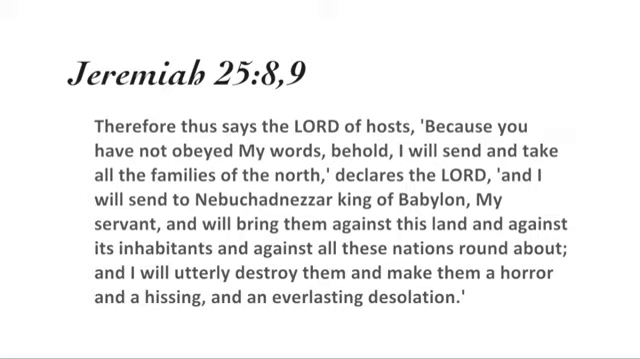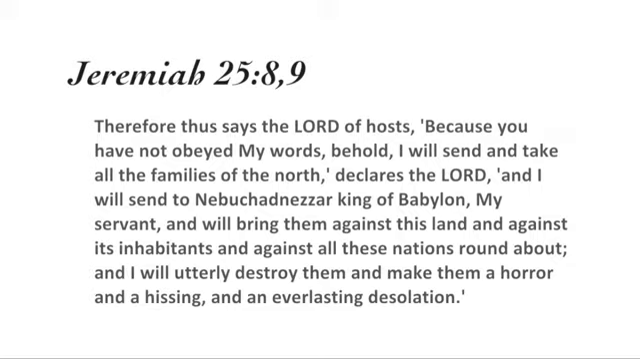Therefore, thus says the Lord of hosts, because you have not obeyed my words, behold, I will send and take all the families of the north, declares the Lord, and I will send to Nebuchadnezzar, king of Babylon, my servant, and will bring them against this land, and against its inhabitants, and against all these nations round about, and I will utterly destroy them, and make them a horror, and a hissing, and an everlasting desolation.